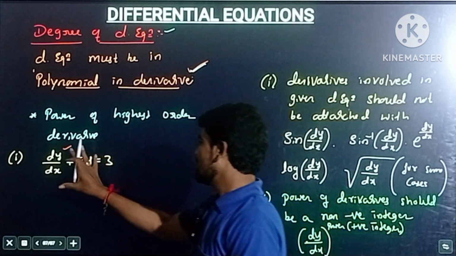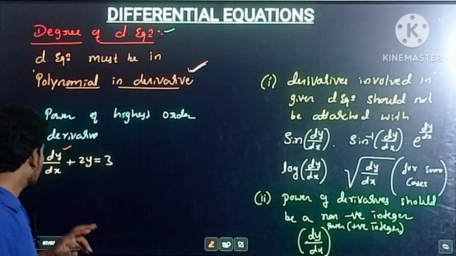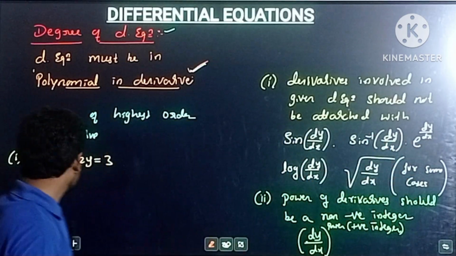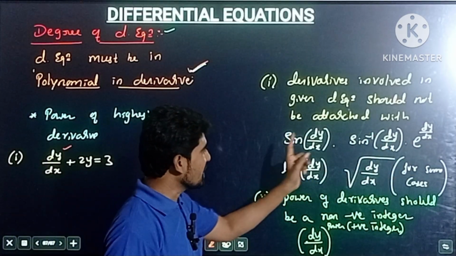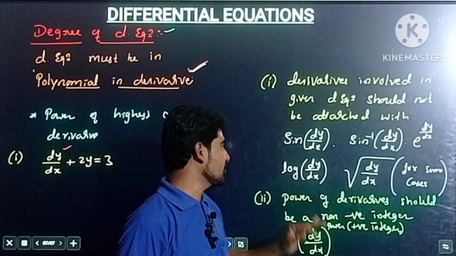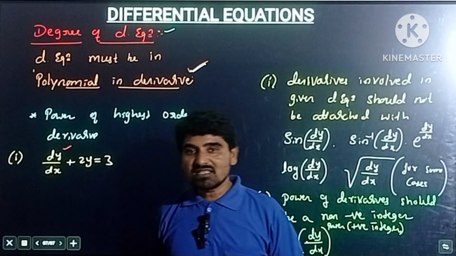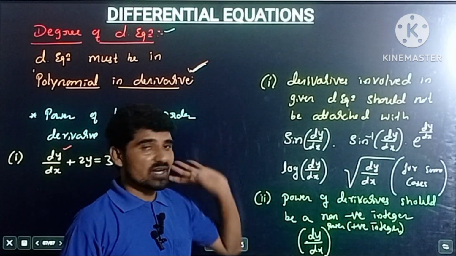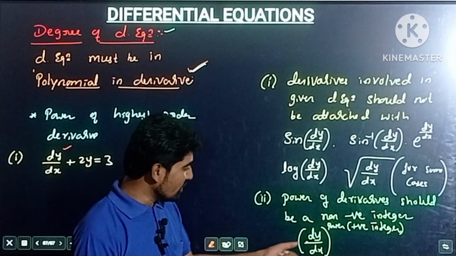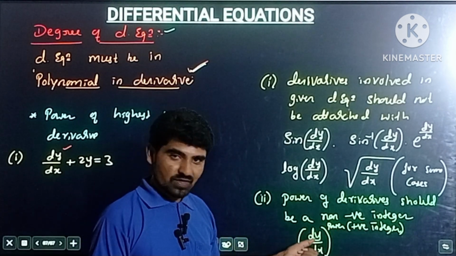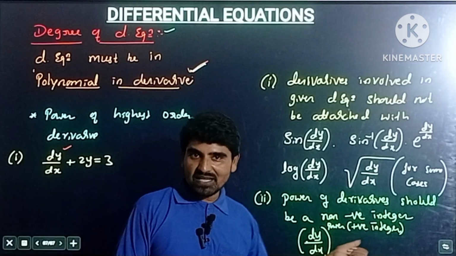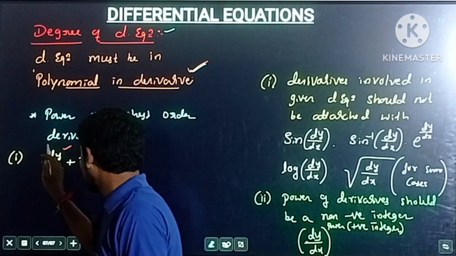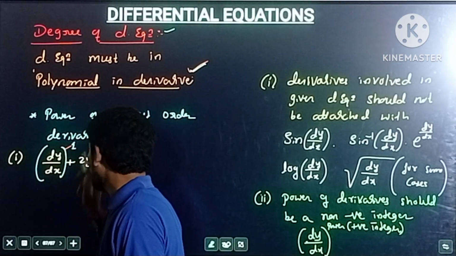See here, by observing this differential equation, we conclude it doesn't consist of any term of this form. So dy by dx is not attached with trigonometric functions, inverse trigonometric functions, exponential functions or logarithmic functions, and does not exist under a square root. Therefore, the first condition for polynomial in derivative is satisfied for this differential equation. And what is the second one? The power of the derivative should be a non-negative integer. Observe here, the power of this dy by dx is plus 1.